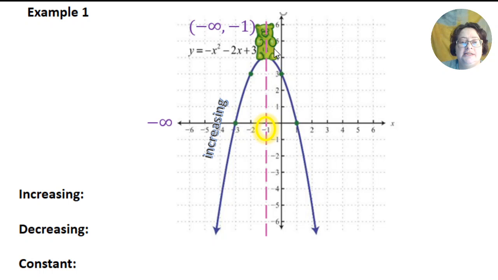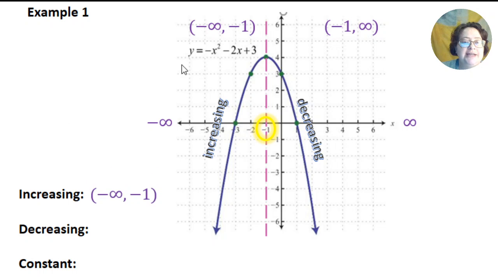Now I'm going to continue tracing with my candy gummy bear. Here we're going downhill, and you notice we've got an arrow, so it's going to keep on going. So we went downhill, decreasing. At the arrow, we keep on going, all the way to positive infinity. So from -1 to positive infinity, we are decreasing. Let's fill in our blanks over here. Increasing was -infinity to -1. Decreasing was -1 to positive infinity. And constant, we have none.